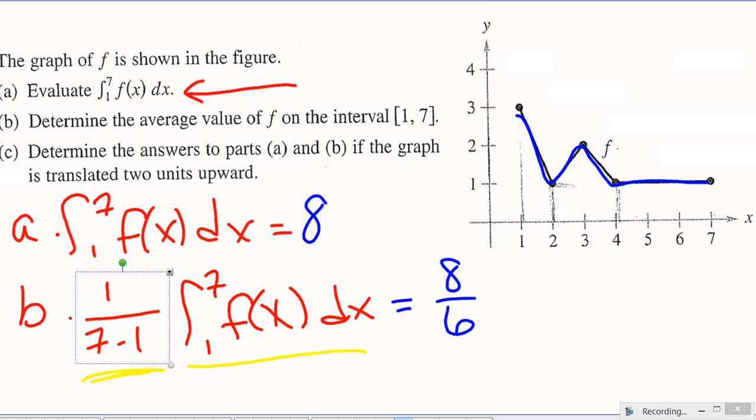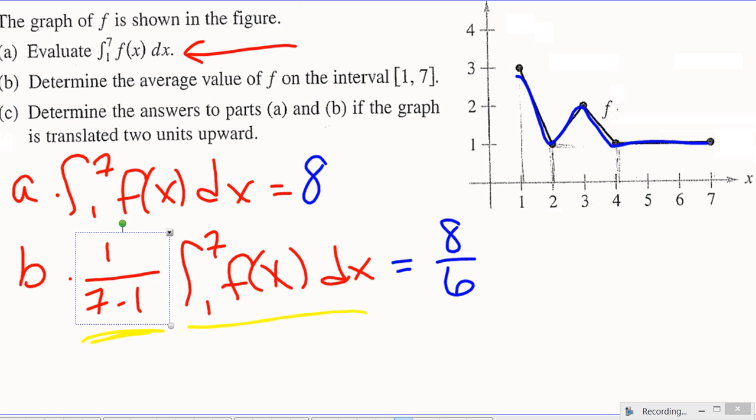The most classic student mistake on average value is to average the endpoint values. So just say, oh, well, the function is 3 here, and the function is 1 down here, and the average of 1 and 3 is 2. That is incorrect because it does not take into account the fact that this function spends a lot more time, if you will, at the value 1, for instance, as compared to those higher values.